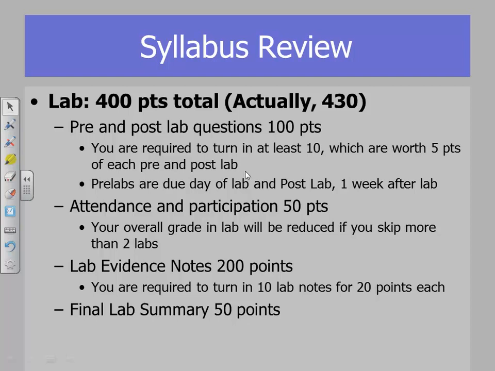So when you're doing the labs, you're going to have pre-lab and post-lab questions associated with them. As I said, you'll have 10 different pre-labs and post-labs, and the pre-lab is worth 5 points and the post-lab is worth 5 points. What you'll find is that as you do the post-lab, a lot of that will flow into your lab evidence notes, your case notes. The case notes are going to be worth 20 points each, and I've got a form, a grading rubric. It's pretty straightforward how to do it.